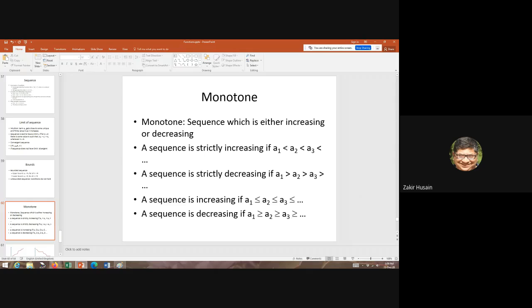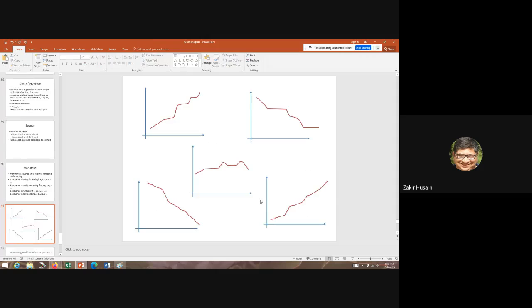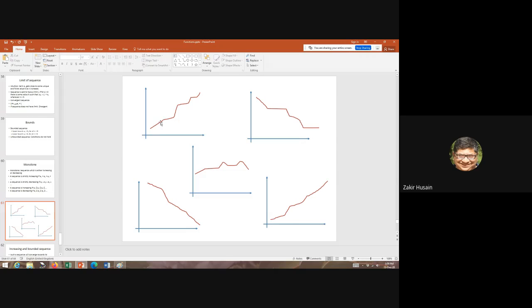Strictly increasing means it's satisfied as a strong inequality, and just increasing means it's satisfied as greater than or equal to. Okay. This diagram will make it clear.